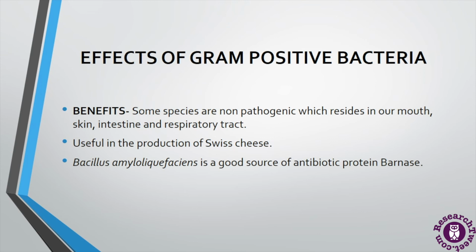Several species of gram-positive bacteria are also useful in the production of Swiss cheese and also in many other bakery products. And a species named Bacillus amyloliquefaciens is a very good source of the antibiotic protein barnase. It is used in the medical field for antibiotic production. So these are some effects or benefits of gram-positive bacteria for humans.